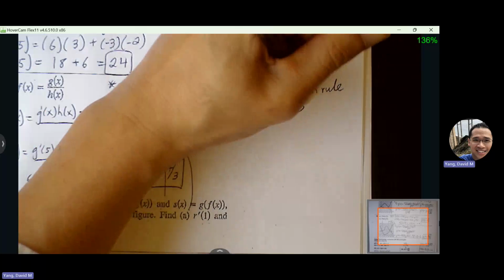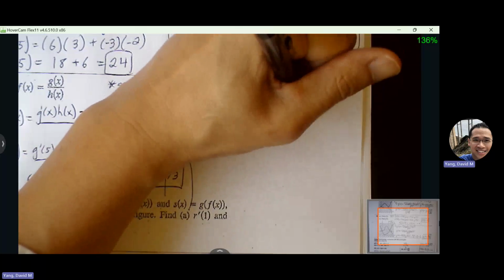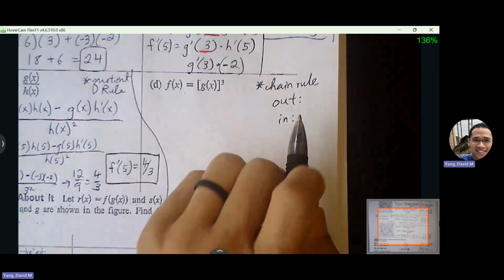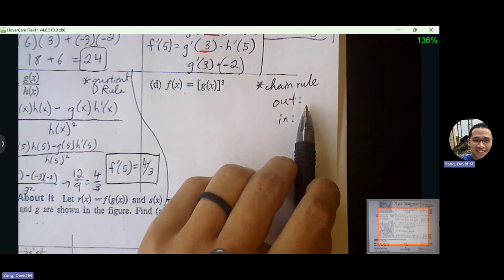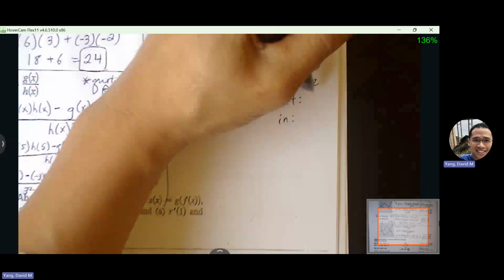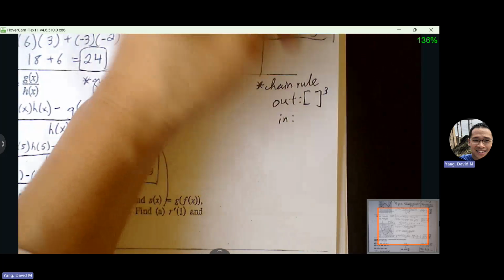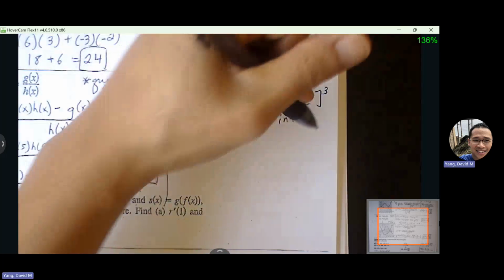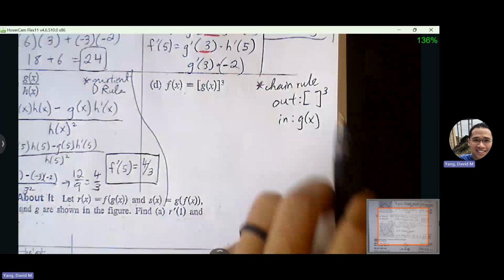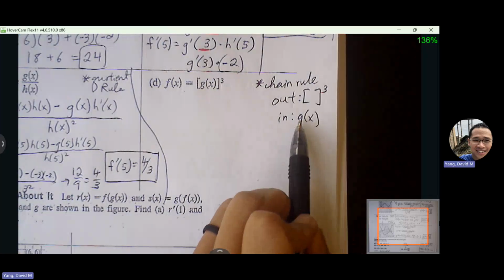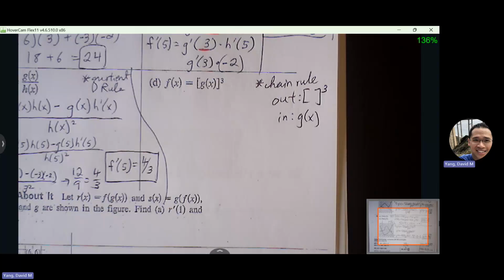which means we need to identify outside and inside and take turns with each. What's outside? What's the outside portion? Right, yeah, parentheses or bracket cubed. Inside is G. So the outside will do power rule, but the inside, the best we can do is leave it in function notation.